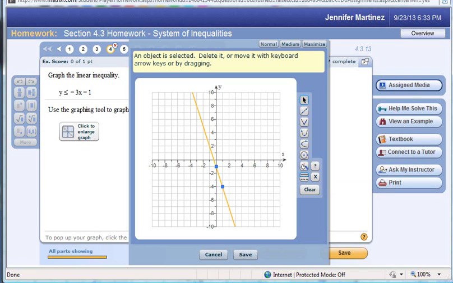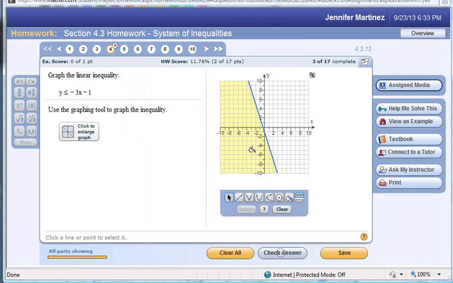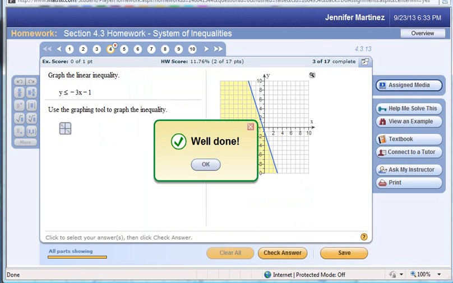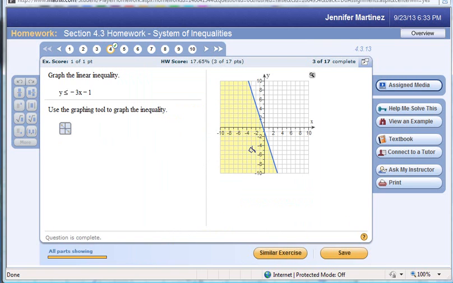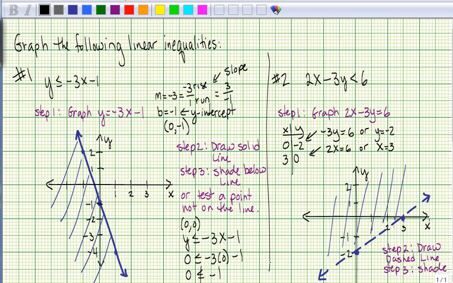To do the shading, that's step 3, remember the shading is less than or equal to. So we are going to shade underneath that line. If I go underneath that line and just click anywhere, that will be the shading. So I'm going to save it, check my answer, and we are done. And if you look back at our original, that was the same answer that we got in our first problem. Hope this helps.